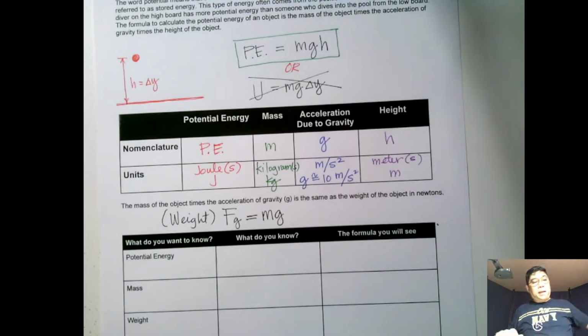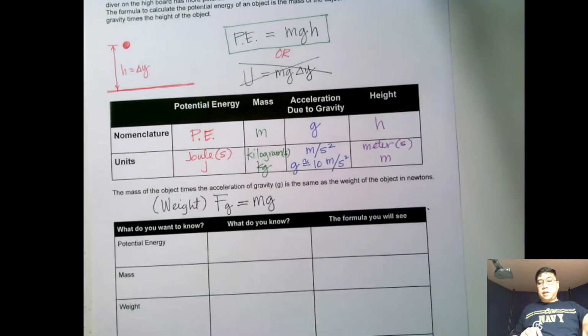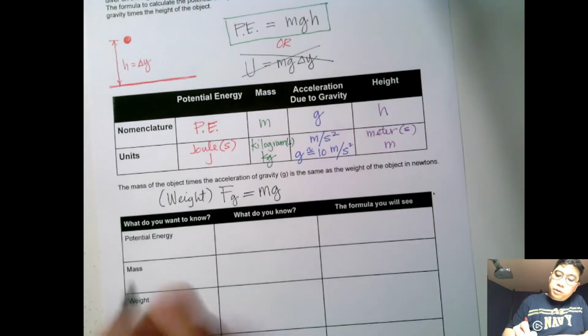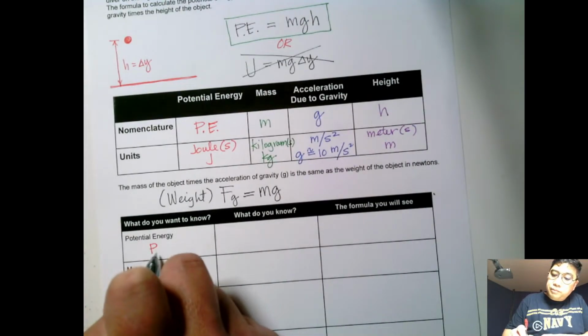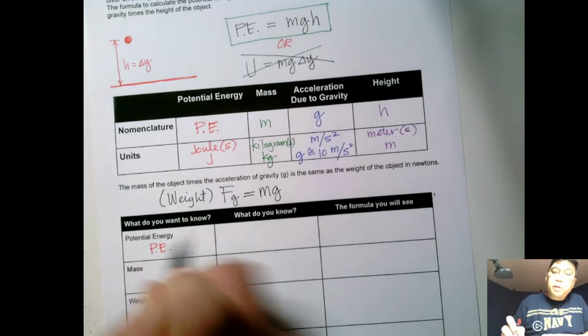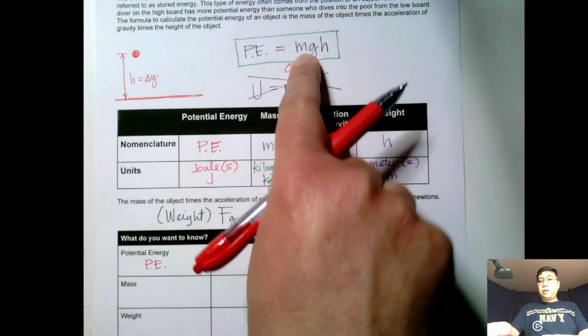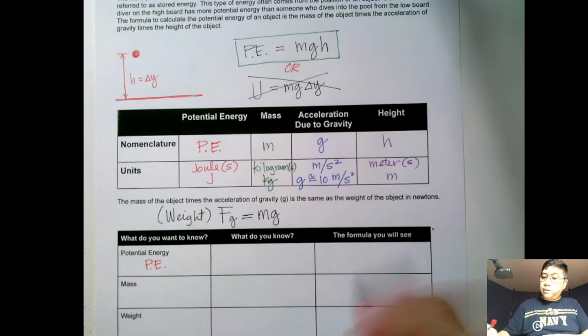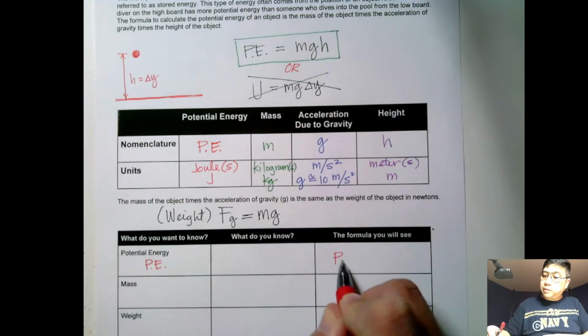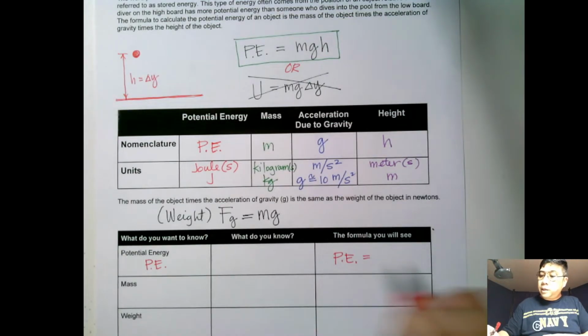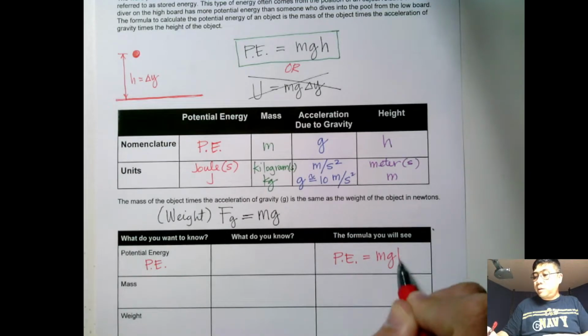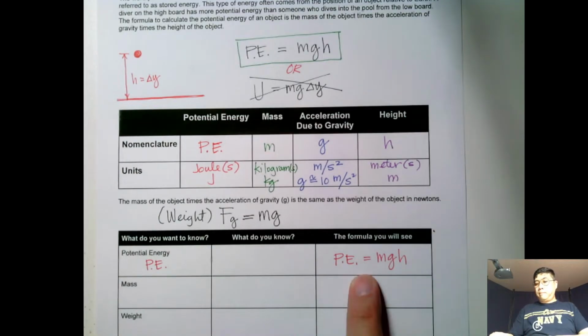Now when we're solving problems, such as when I want to solve for the potential energy, the equation that we're going to use from our base formula is mass times g times height.